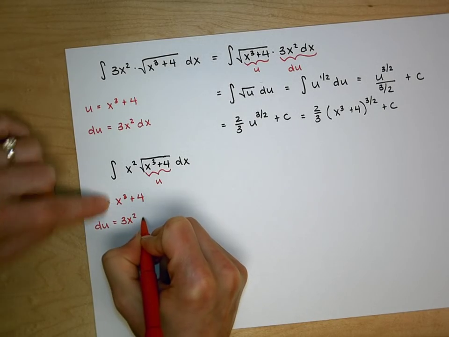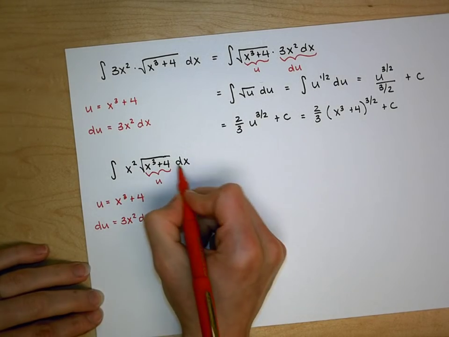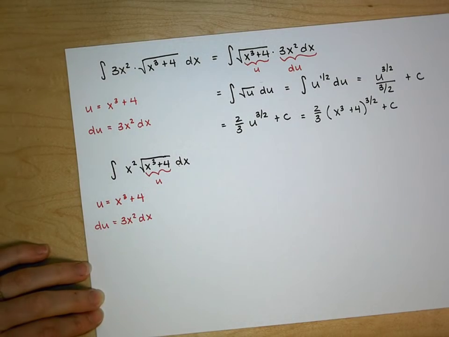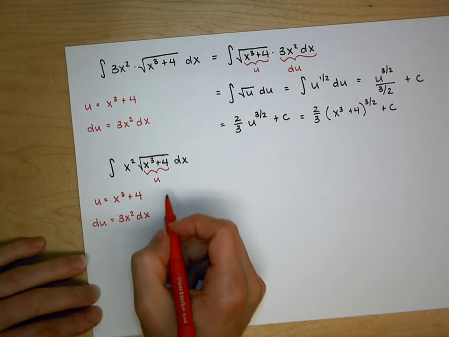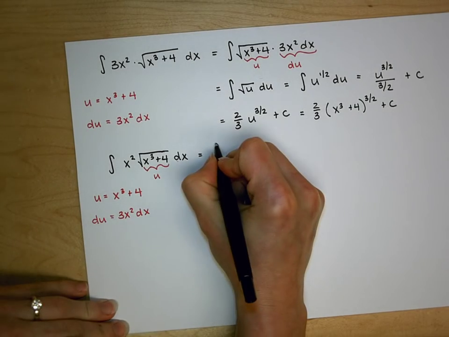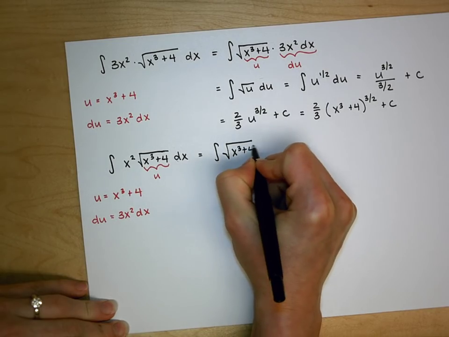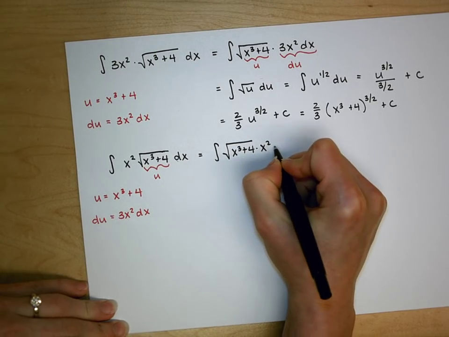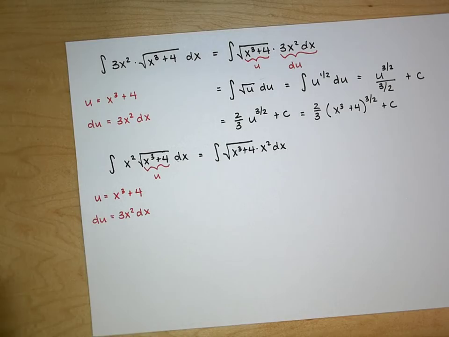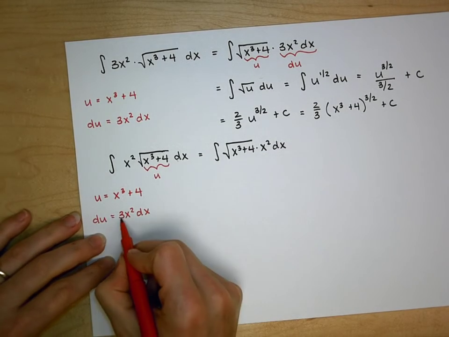And don't forget this dx part here. It's really important that you have that there, because you'll need to replace this dx part right here. Okay, now I'm going to go ahead and rewrite this again, just so I have everything in the order that I want. So I have square root of x cubed plus 4, and then we'll write x squared dx. Okay, so again, I have an x squared dx, but not a 3x squared dx.